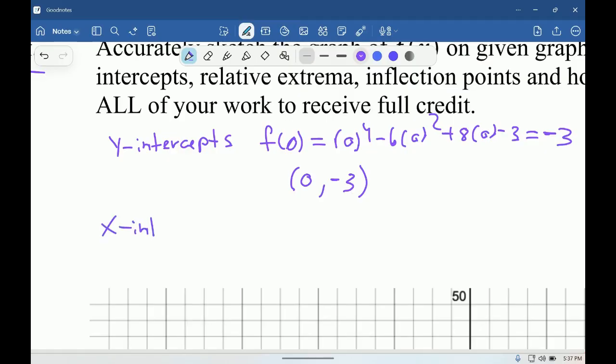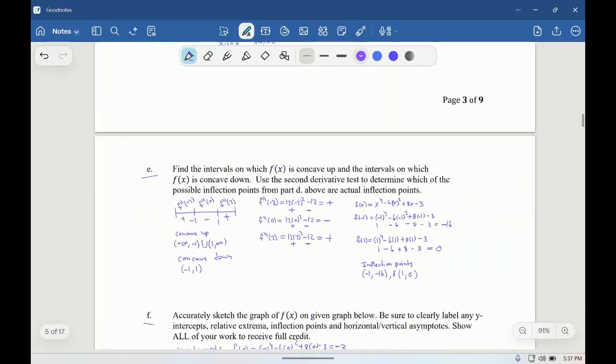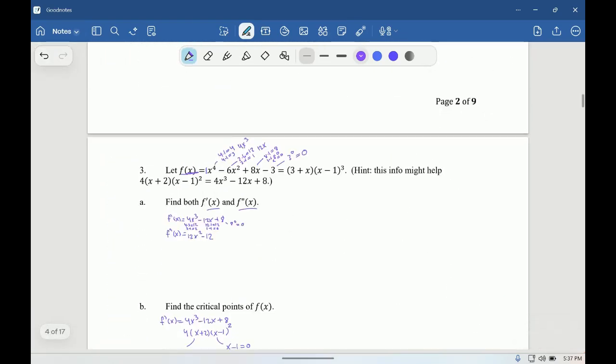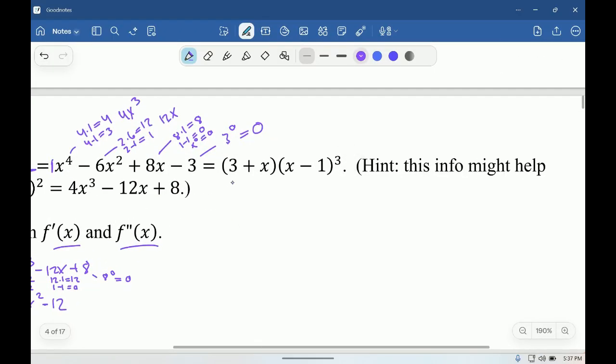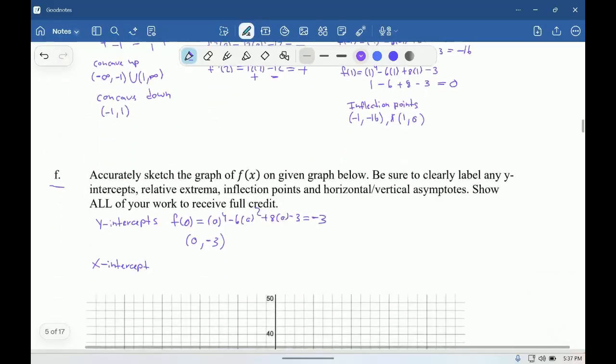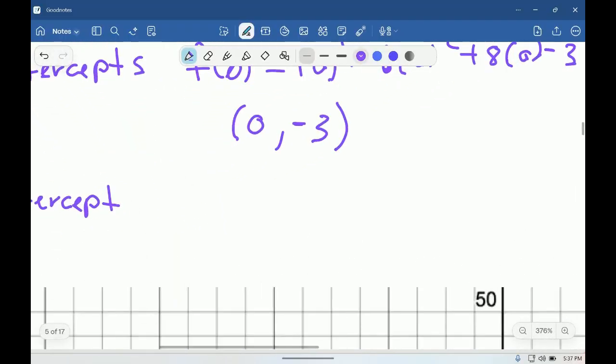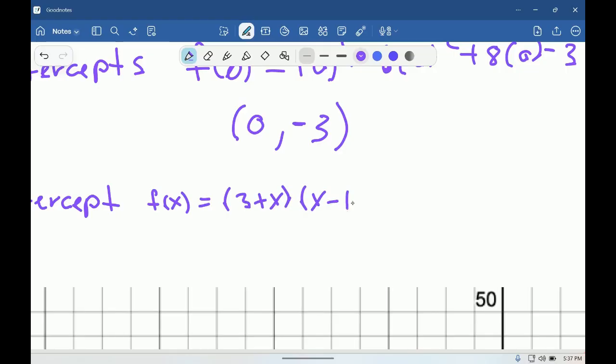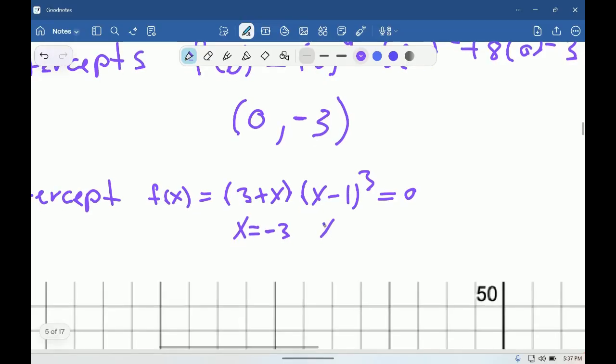And then for our x-intercepts, we are going to use this lovely factoring that we were given at the beginning: (x + 3)(x - 1)^3 = 0. This is going to be x = -3 and x = 1.